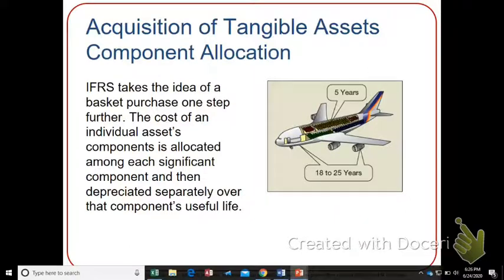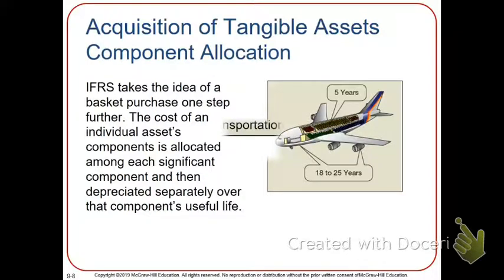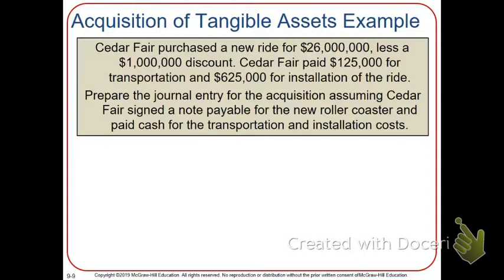All right, so we're just going to look at now just how we would look at the journal entry if we bought. Cedar Fair is an amusement park. They own Cedar Point and a couple other amusement parks. So they purchased a new ride for $26 million. They got a discount of $1 million. They paid $125 for transportation and $625 for the ride, to install the ride. What is the journal entry going to look like? So the first thing you want to ask yourself, how much does the ride cost?